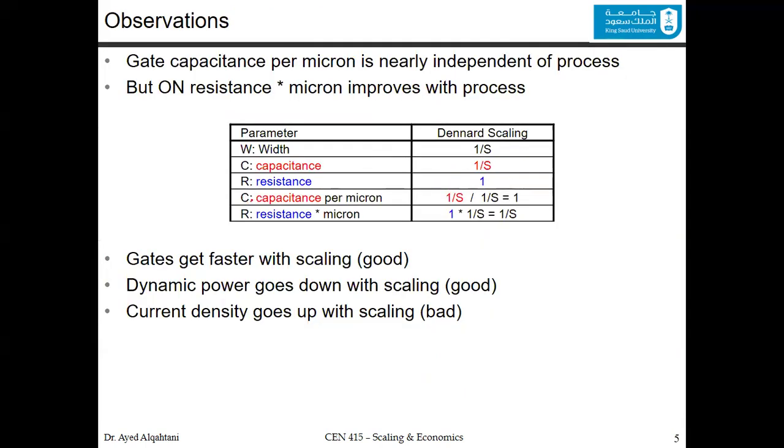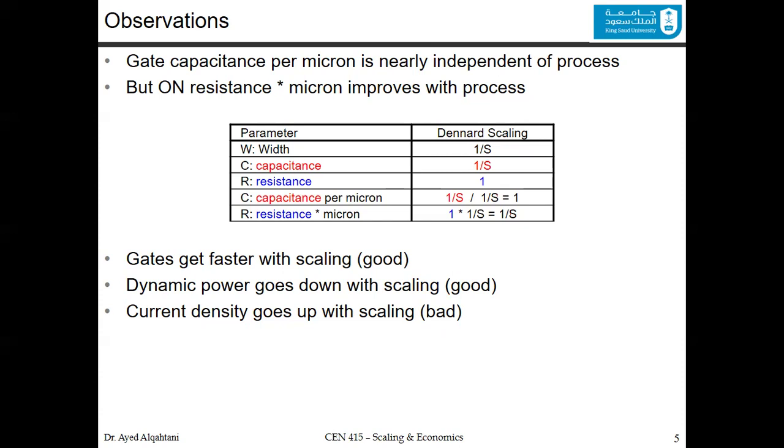From that, you can get the capacitance per micron, where it is going to be 1 over S divided by 1 over S, which will be equal to 1. So this is why we say that it is independent of the process. Resistance times microns, times the size, is actually 1 times 1 over S, which equals 1 over S, which actually improves. It scales down at every generation. So the gate gets faster with scaling, and that's good. The dynamic power goes down with the scaling, and this is also good, but the current density goes up with the scaling.